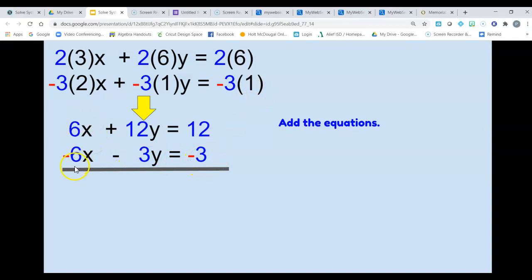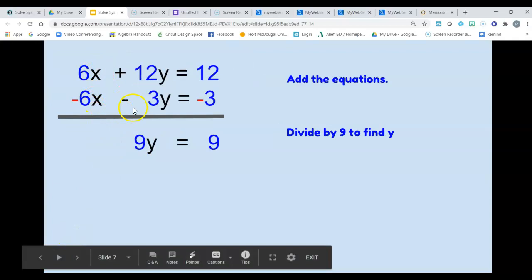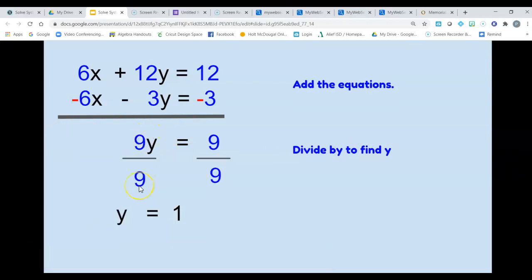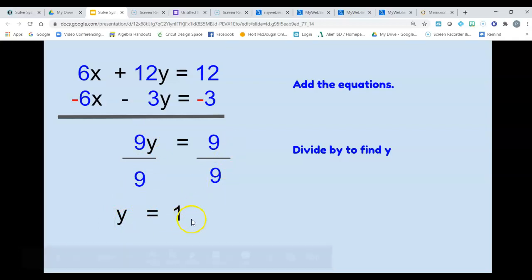Now I have the same number here. One is positive and one is negative. So 6 minus 6 will give me 0. Now I can add my equations. This is 0. 12y minus 3y is 9y. 12 minus 3 is 9. And I'm going to divide by 9 so that I can find the answer to y. So 9 divided by 9 gives me y, and then 9 divided by 9 is 1.